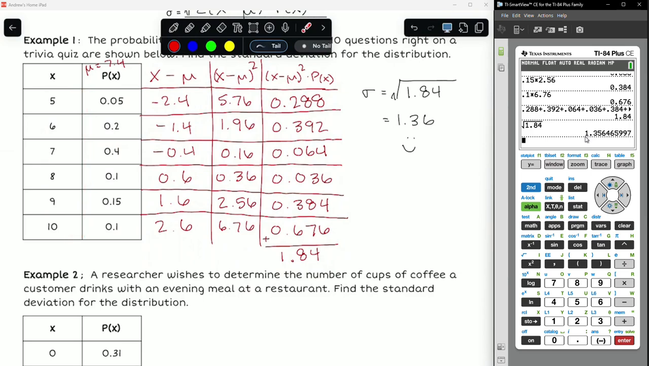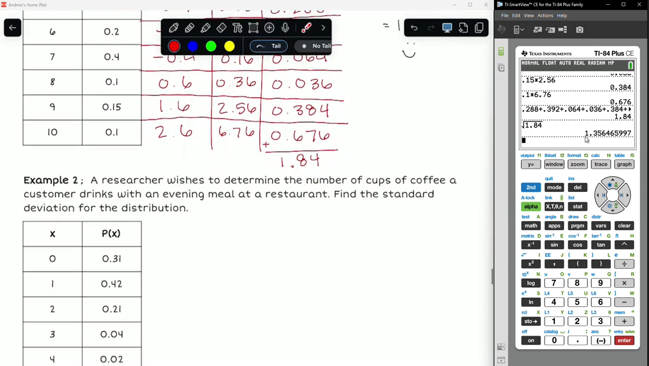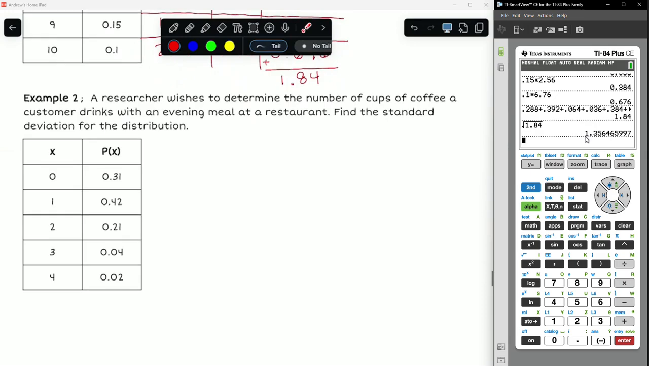Now that we've seen the long way, let's take another look at the short way. So for example 2, a researcher wishes to determine the number of cups of coffee a customer drinks with an evening meal at a restaurant. Find the standard deviation for the distribution.